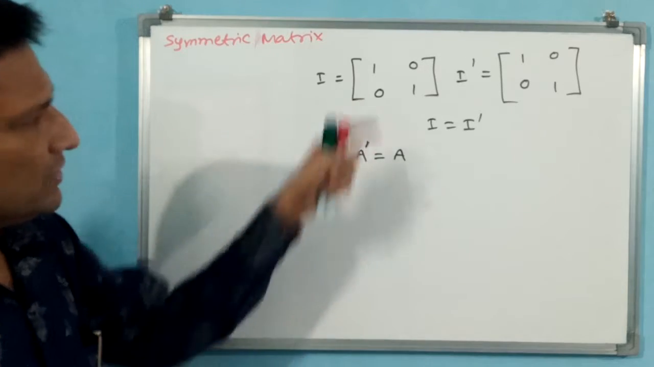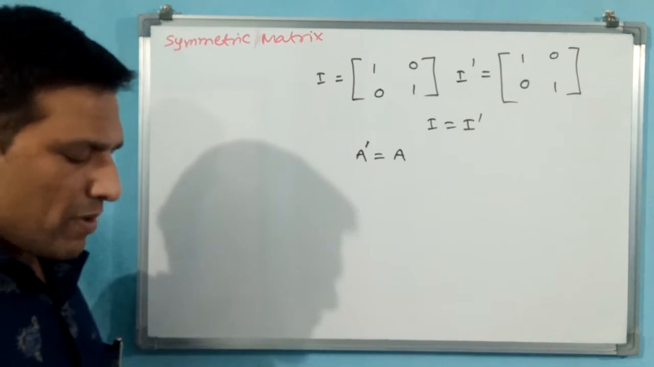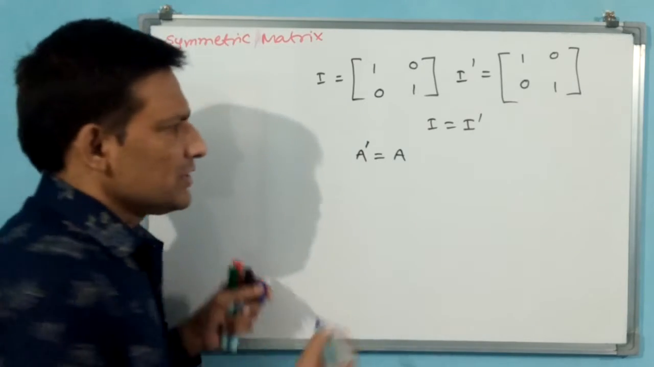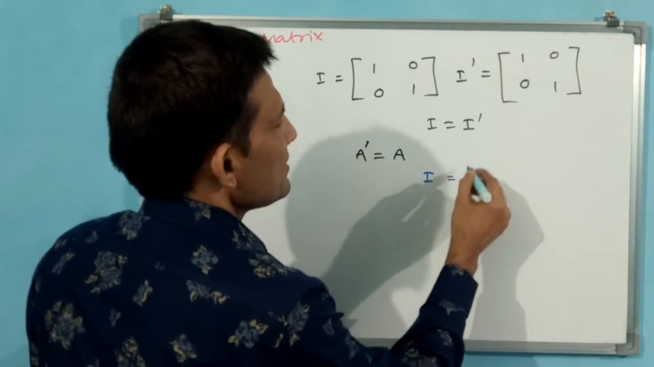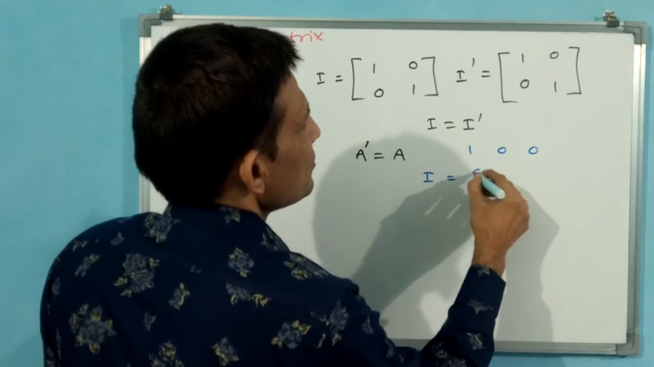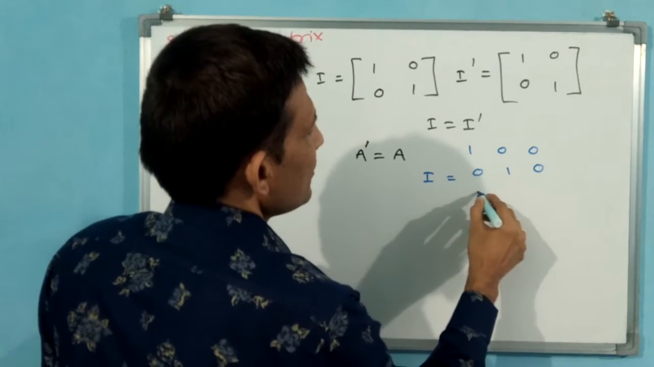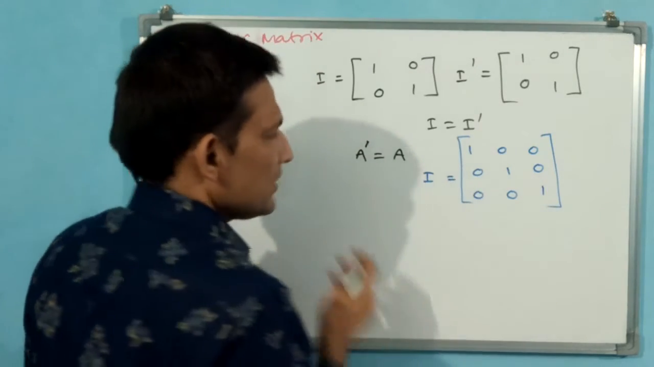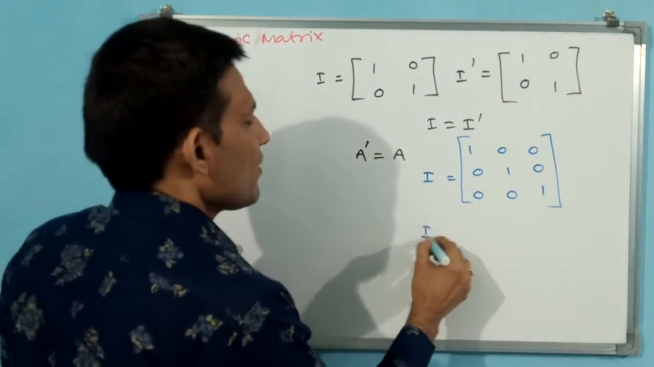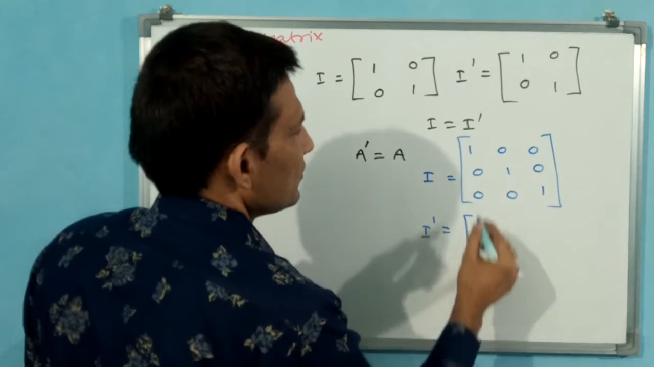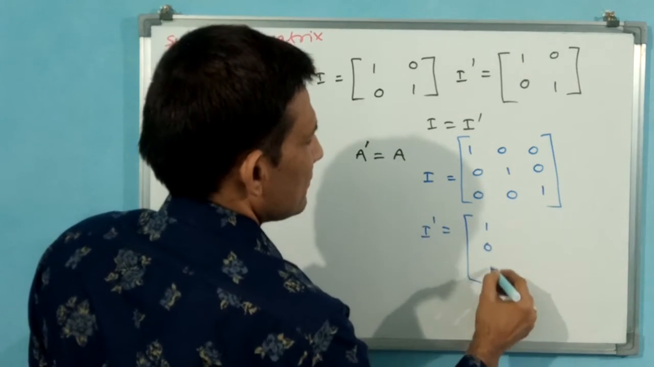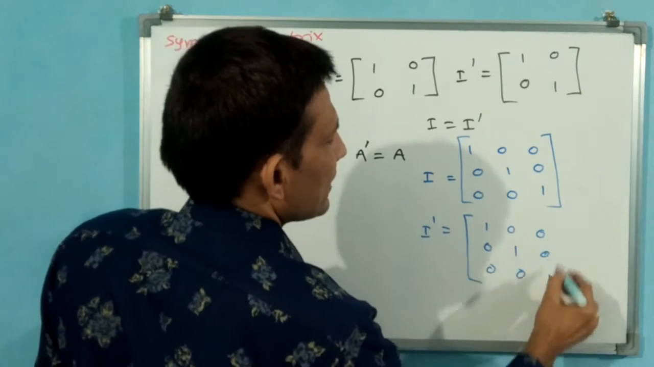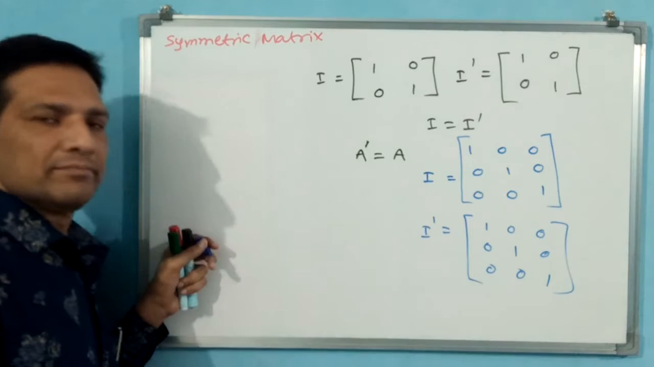Okay. Now see, we have taken only one 2 by 2 example. Even 3 by 3 I we will take. You see I in 3 by 3, how will it come? I is equal to 1 0 0, 0 1 0, 0 0 1. Okay, this is I. Now I dash, I transpose, is equal to, you see first row, first column, second row, second column, third row, third column. You see again the same has come.